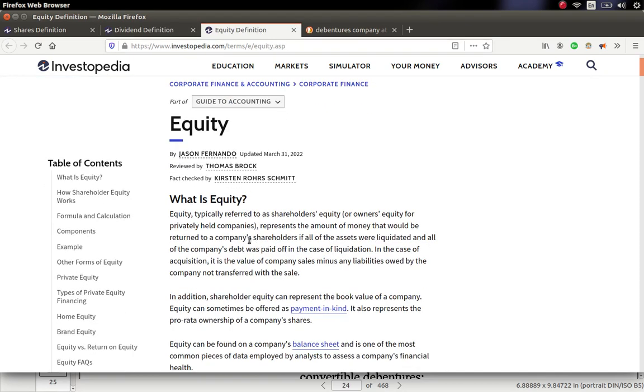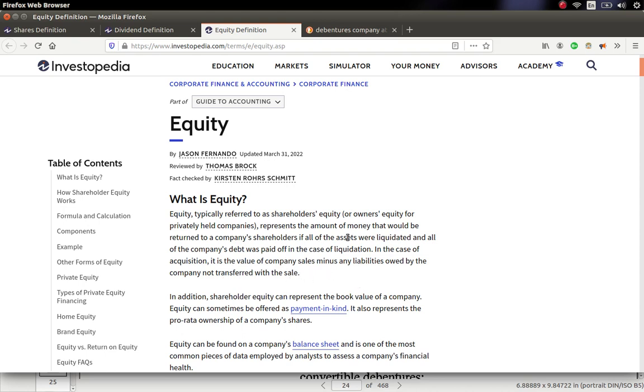Equity, typically referred to as shareholders' equity or owners' equity for privately held companies, represents the amount of money that would be returned to a company's shareholders if all of its assets were liquidated and all of the company's debt was paid off in the case of liquidation. In the case of acquisition, it is the value of a company's sales minus any liabilities owned by the company not transferable with the sale.